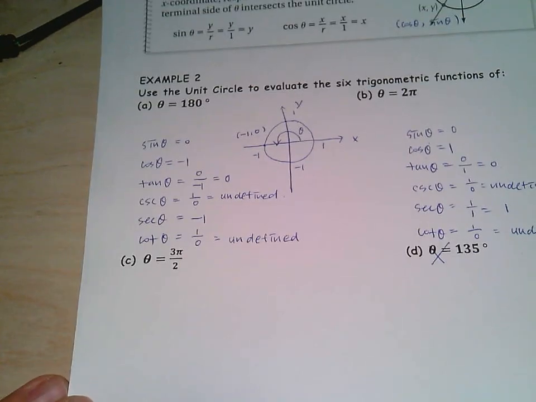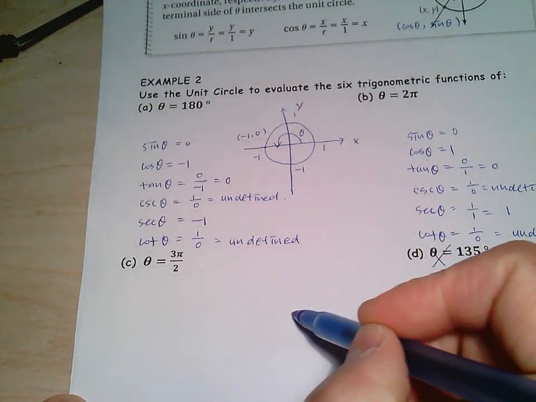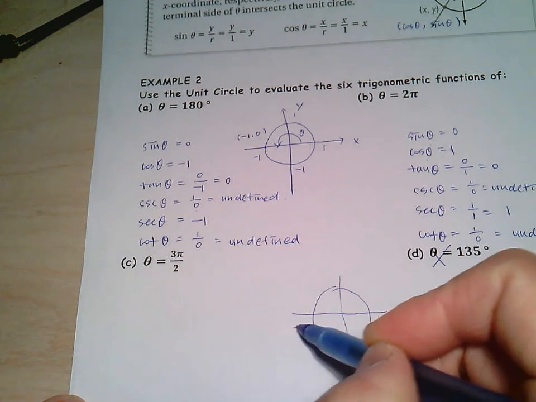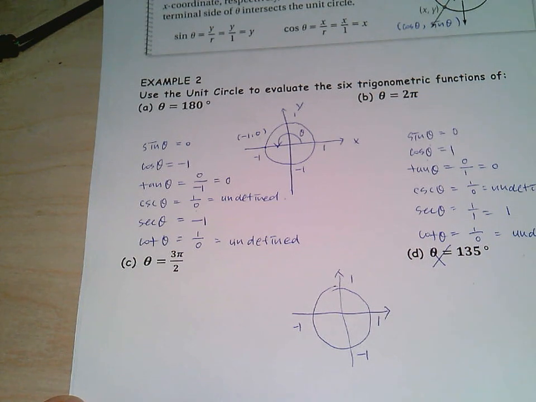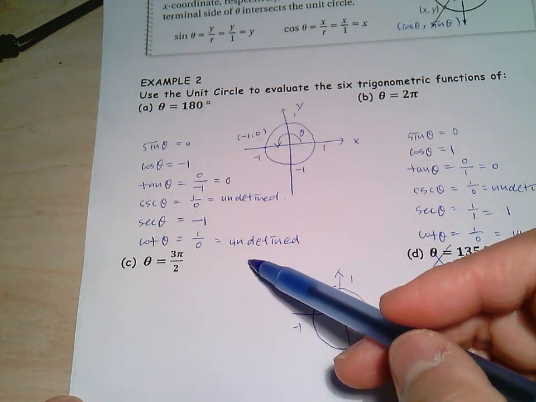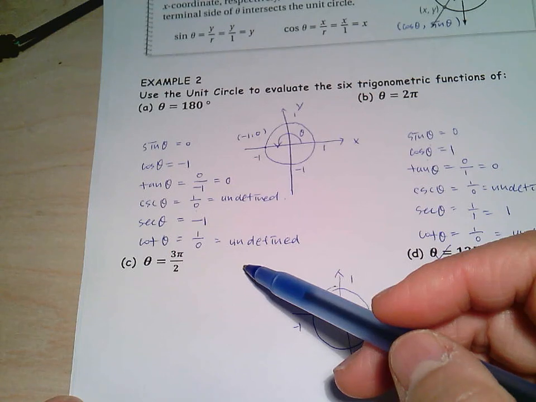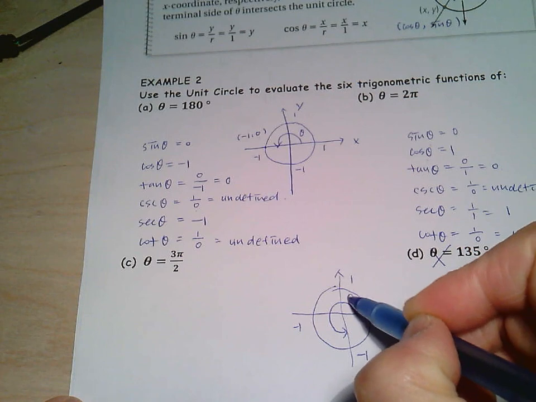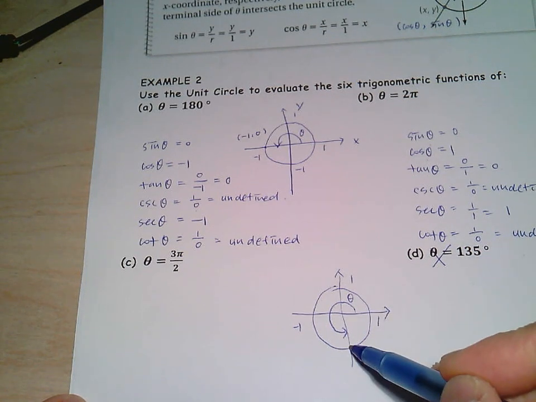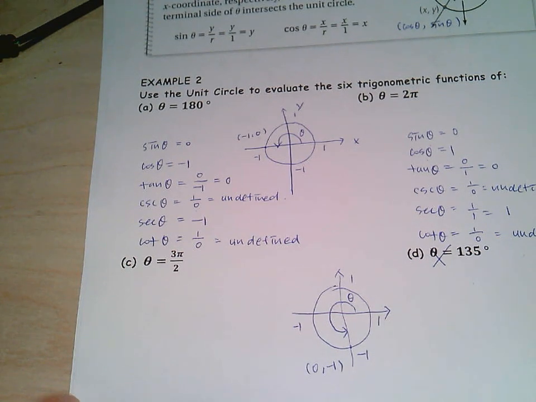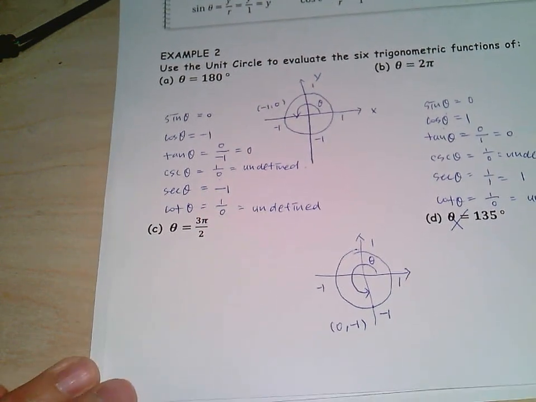So let's try C. Theta is 3 pi over 2. Let me sketch the unit circle. So this is a unit circle, with 1 and negative 1, the y-axis and the x-axis. Now 3 pi over 2 is pi plus pi over 2. Pi is 180 degrees and pi over 2 is 90 degrees. So 3 pi over 2 is right here. This is theta. Can you read the coordinate of that point? It is (0, -1).